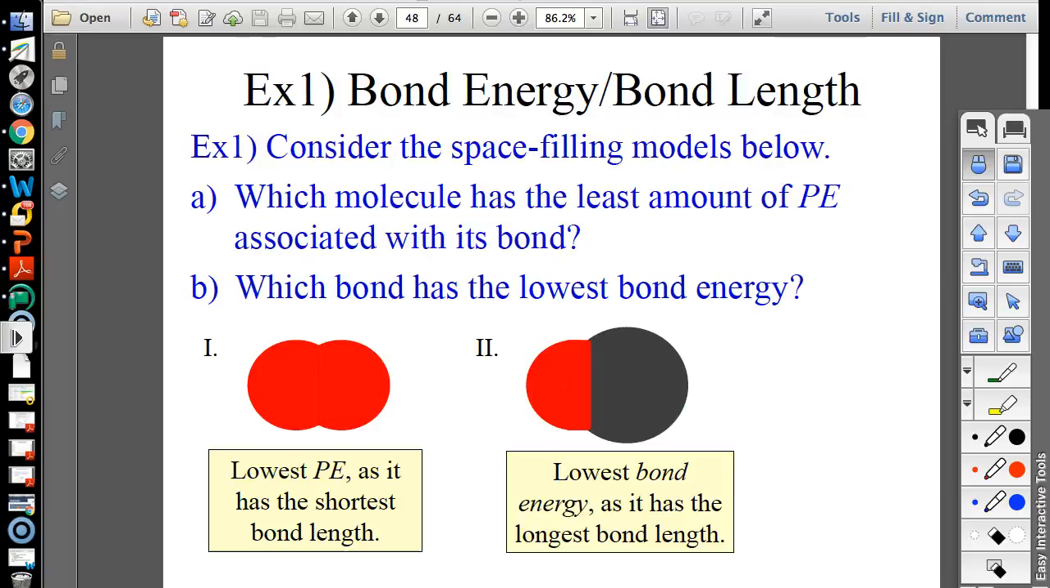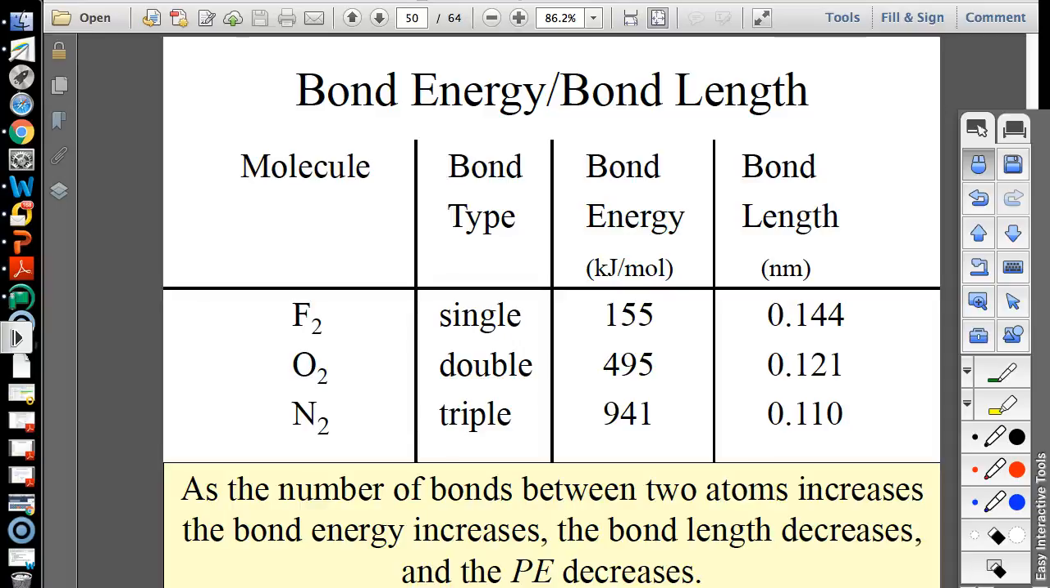Alright, so I think I just went the wrong way. It is what it is. So let's take a look at this. You can still see the bond order is 1, 2, 3. And then the bond energy goes up a lot as you increase the bond order, and the length goes down. So again, these are inversely related.